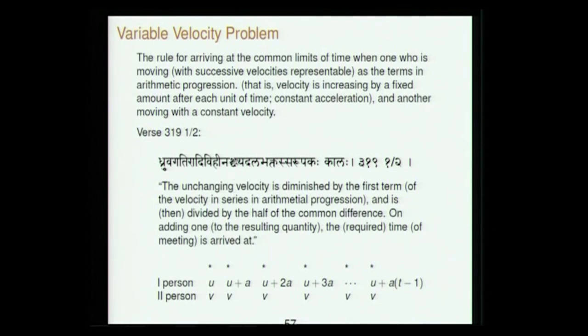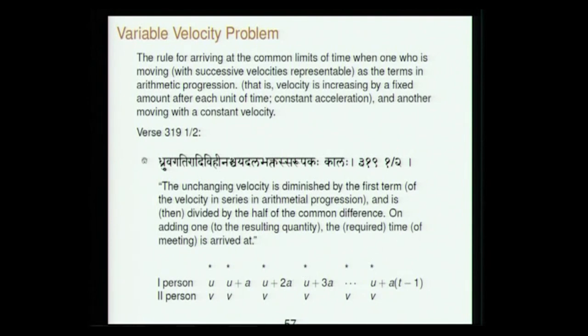somewhat related to a physics kind of problem. So the rule for arriving at the common limits of time, when one who is moving with successive velocities representable as the terms in an arithmetic progression. So, that is velocity is increasing by a fixed amount after each unit of time. That is some kind of constant acceleration, and another is moving with a constant velocity. The unchanging velocity is diminished by the first term of the velocity series in arithmetic progression and is then divided by half of the common difference. On adding 1 to the resulting quantity, the required time is arrived at.